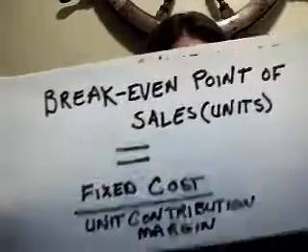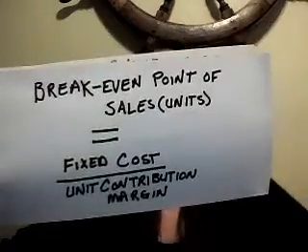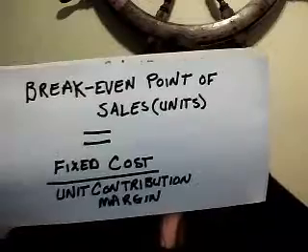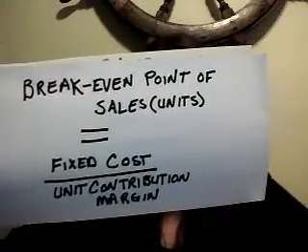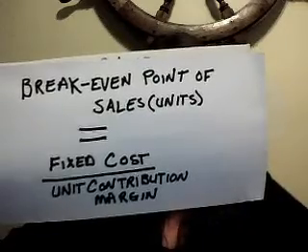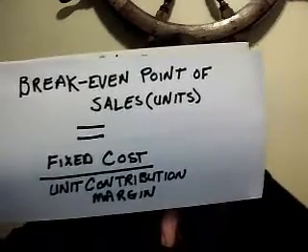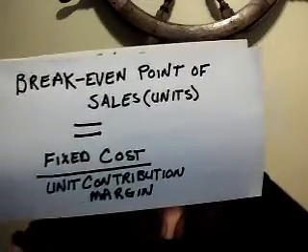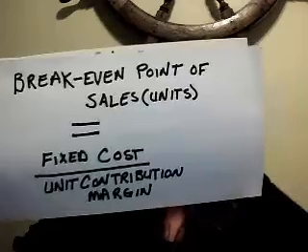Now to go over the cost volume profit analysis mathematically. First, we need to look at the break-even point, which is when a company's revenues and expenses are equal. The first formula we will look at is how to find the break-even point of sales in units. To find this, we will divide fixed costs, which is the cost that stays the same regardless of the company's level of sales, by the unit contribution margin, which is the dollars available from each unit of sales to cover fixed costs and provide operating profit.